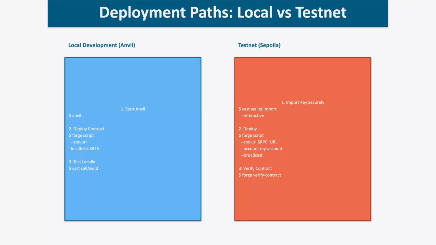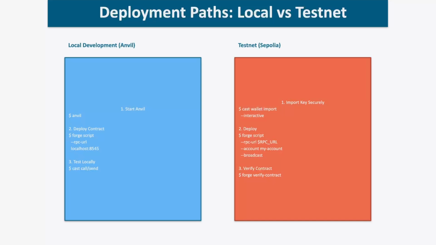When you're ready for the real thing, but not mainnet, use a testnet. Sepolia is Ethereum's current testnet. Step 1. Set your account up securely. Never ever put a private key in plain text. Use Foundry's secure key management. You'll be prompted for a private key and a password, and your key is safely encrypted and stored in Foundry key stores. Next, we deploy to Sepolia.